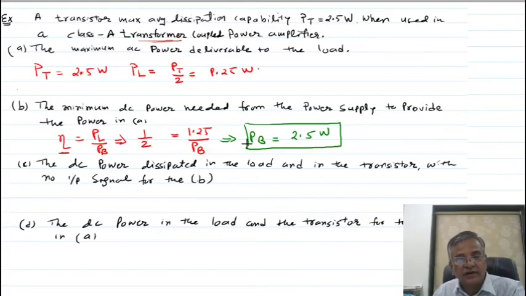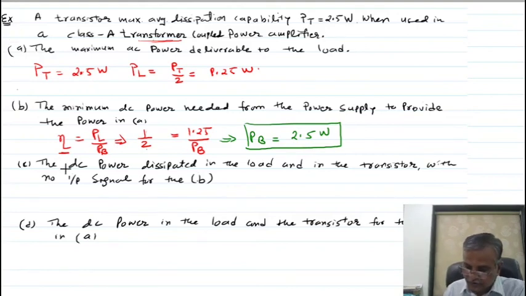In the previous problem how much was required? 5 watt, where efficiency was 1 by 4, if you remember. In this problem, the efficiency of the transformer coupled amplifier is 50%, meaning 1 by 2. So how much power is required? This power supply PB is 2.5.